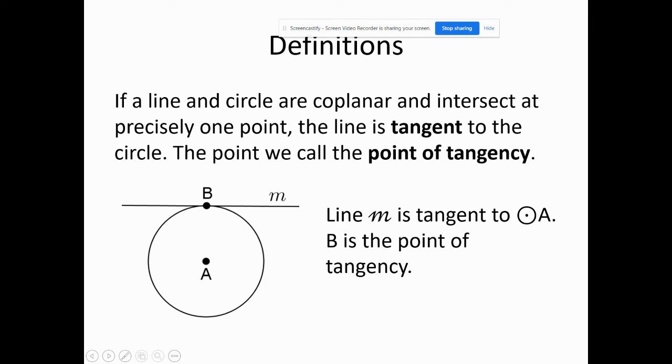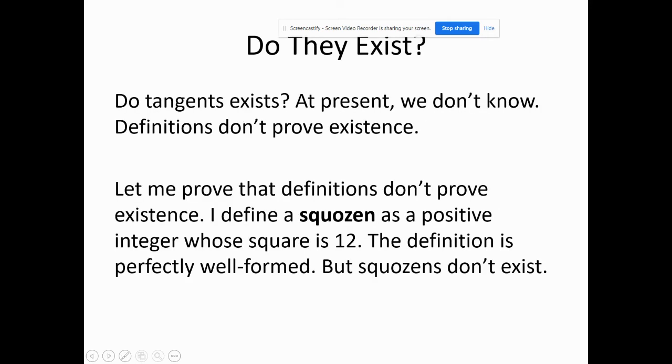You can state a perfectly meaningful definition, and yet nothing actually exists that satisfies that definition. So this is something that we talked about before, but I have another example for you. I came up with this a few years ago. Sometimes it's fun to rediscover what I did in previous years. Here's a word for you. The word is squozen. Here's the definition of squozen. A squozen is a positive integer whose square is 12.